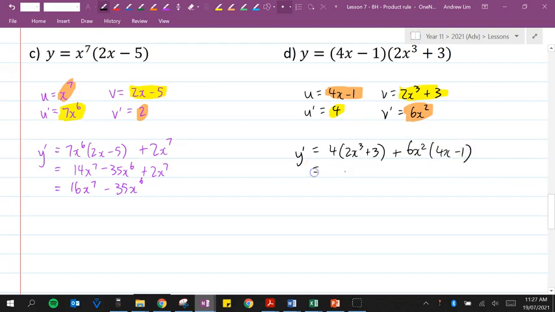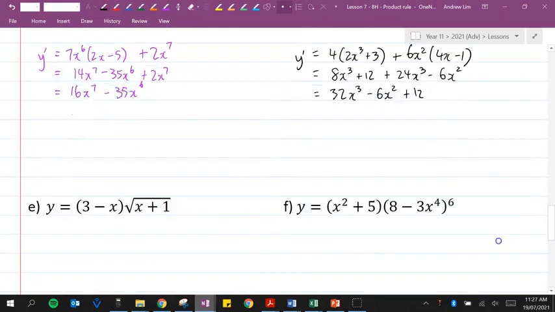Let's expand this out to tidy it up. We've got 8x cubed plus 12 plus 24x cubed minus 6x squared. That leaves me with 32x cubed minus 6x squared plus 12. Okay.